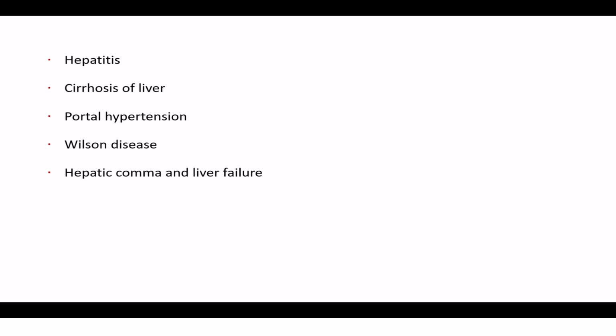Then hepatic coma and liver failure. So once the liver failure is there, the waste products from the body will not be converted into removable substances, then the waste products will get accumulated in the body, resulting in hepatic coma.